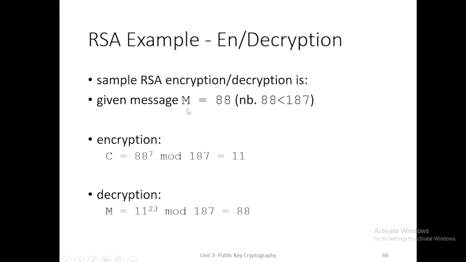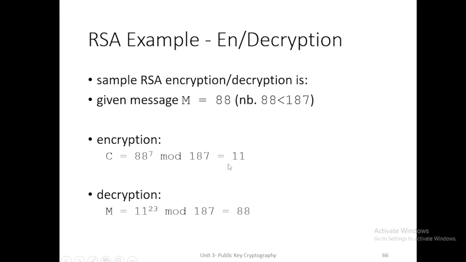Here the message is given as M is equal to 88. That value is less than N, which is one of the conditions for implementing encryption. If you want to do encryption, the plaintext value should be less than N. The formula is C is equal to M to the power E mod N. If you apply Euler's theorem concept, the answer is 11.